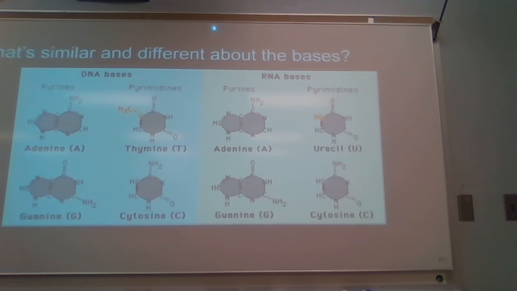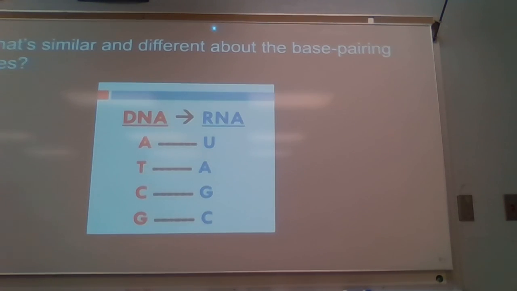Okay, the base pairing rules are going to work exactly the same. In our base pairing rules here, we're used to seeing A pair with T. RNA instead of T has U. So for pairing from DNA to RNA, it's going to go A pairing with U instead of A pairing with T. But all the other matches are going to be the same.